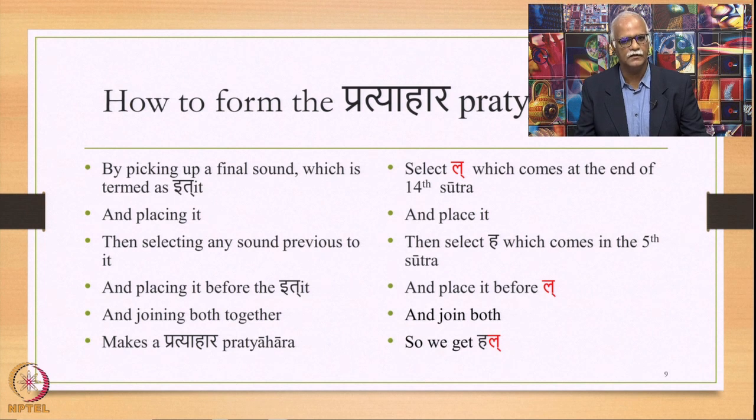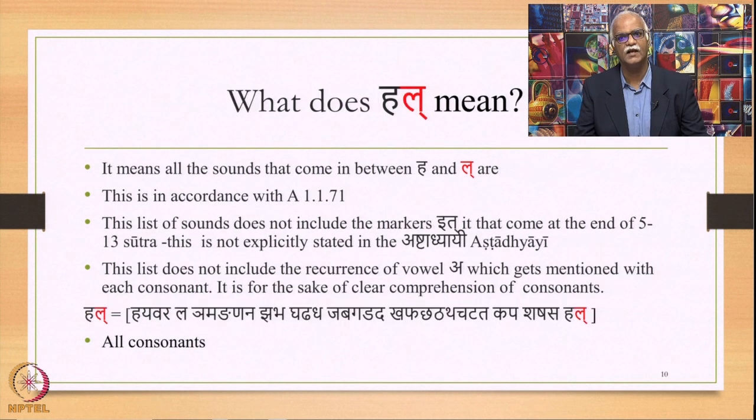So, we selected la and now we place it in front of us, then select any letter that comes before it. So, let us select ha, which comes in the 5th sutra, and place it before la. And now join both of them together and you get hal as a technical term. This is our second technical term, hal. Now, what does hal mean?